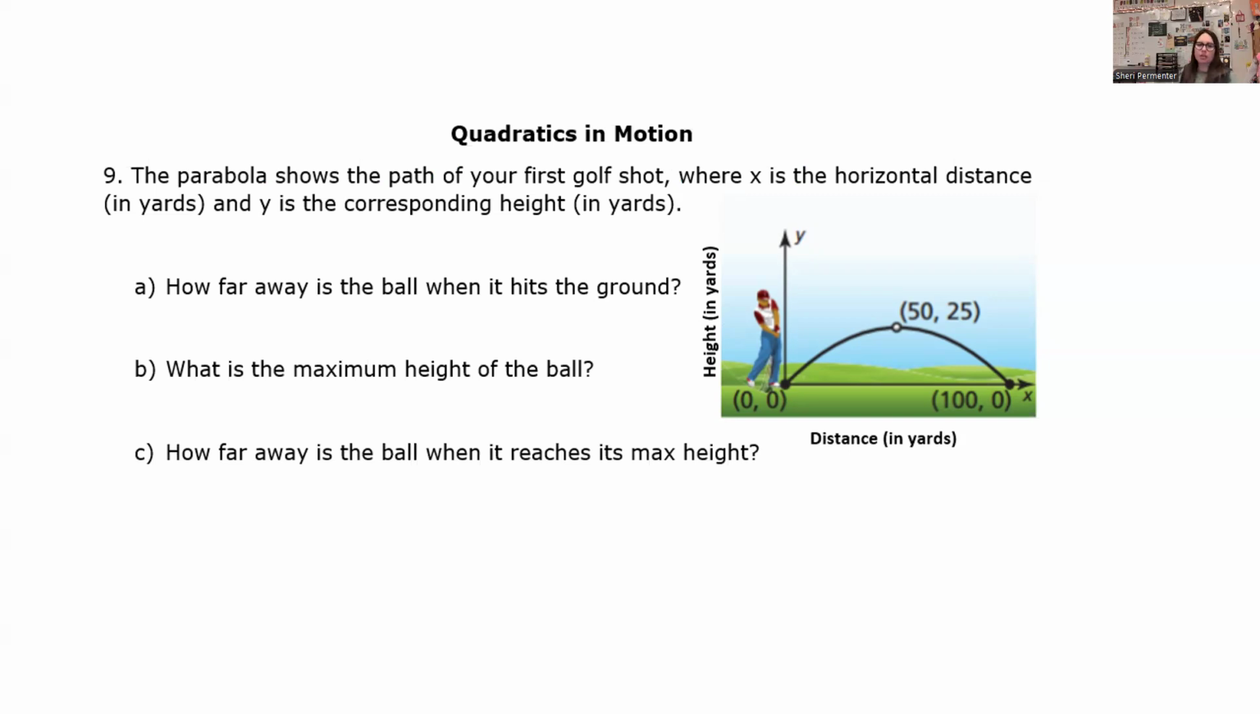The first question, how far away is the ball when it hits the ground? Second question, what is the maximum height of the ball? And the third question, how far away is the ball when it reaches its max height? Answer those questions on your paper. You're writing in pencil, so just see if you could answer those. It's 3 questions. You put down a value. Let's see if you're right or wrong.